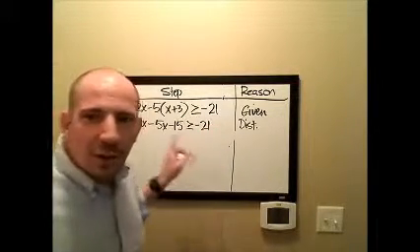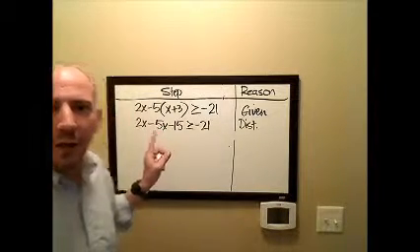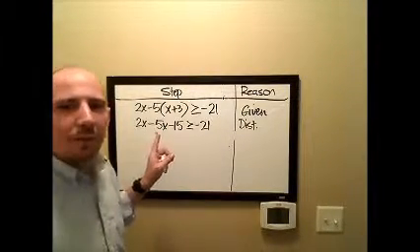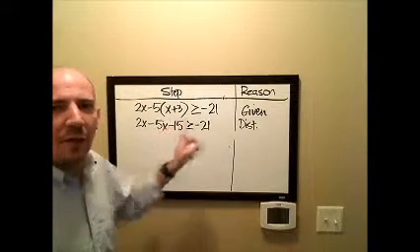Next thing I need to do is combine like terms right here. I have 2x plus the opposite of 5x. Okay. So the opposite of 3x. All right. 2 minus 5 is the opposite of 3x.